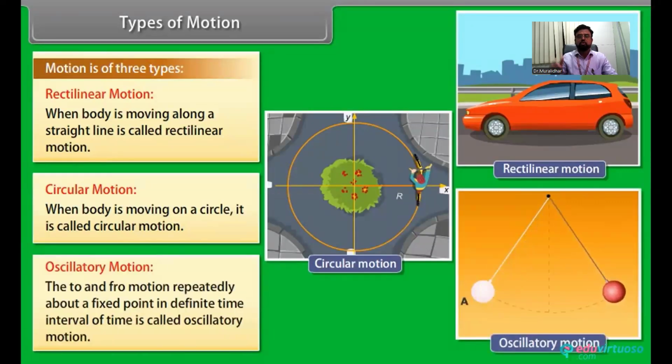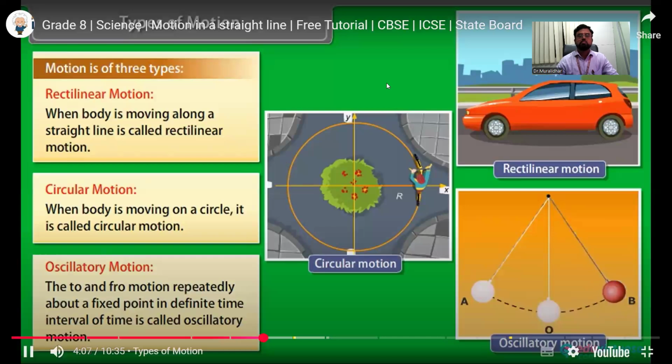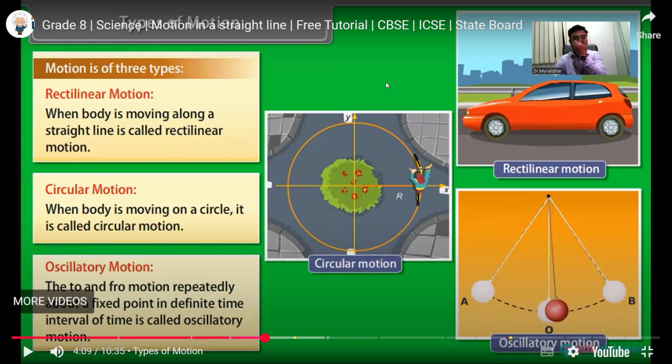To and fro motion, back and forth, repeatedly about a fixed point in a definite interval of time, is called oscillatory motion. So these are the three major types. Under them, different types come again. Then already we learned in 6th and 7th classes the types of motions.